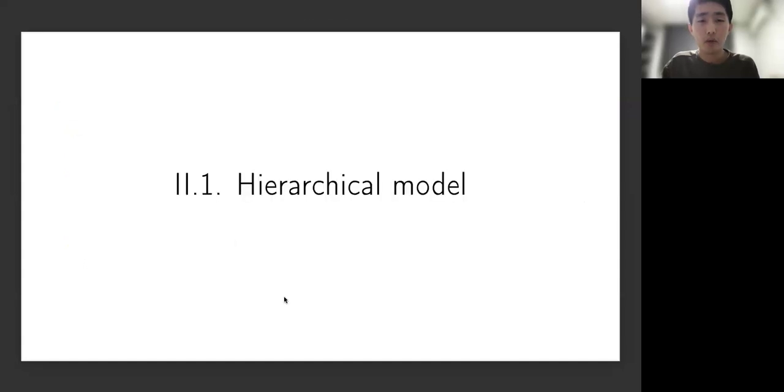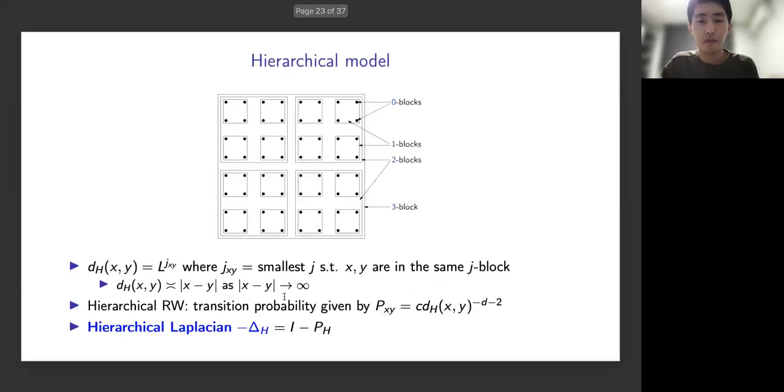Now, I will start presenting my results. But before that, I have to define what the hierarchical models are, because our results are not on the genuine phi-4 model, but rather on the hierarchical model. So we first have to define the hierarchical metric.